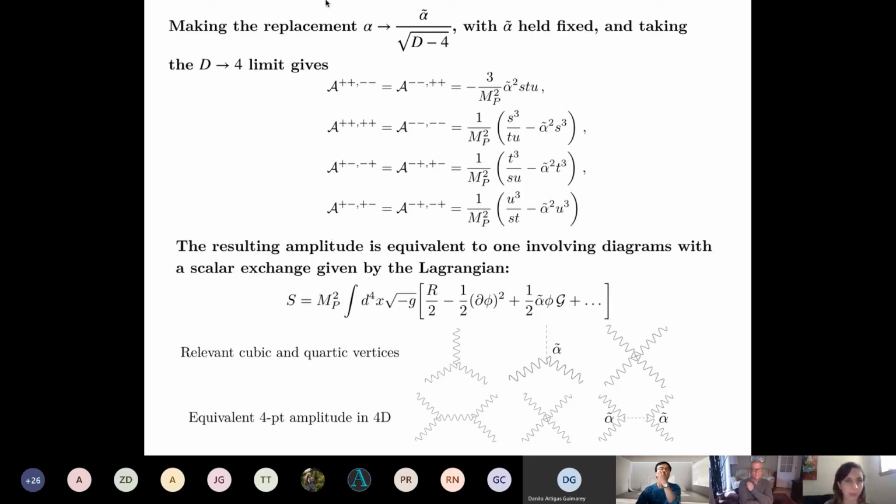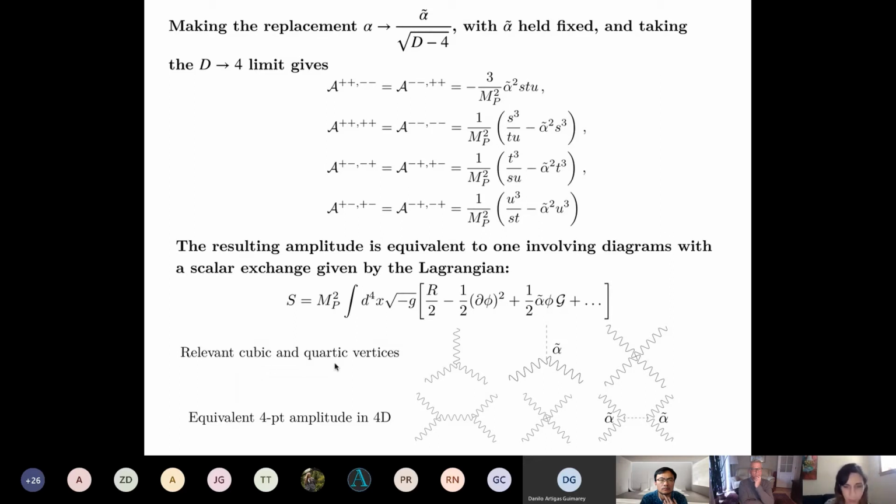Okay, so if you make this replacement, where instead you take alpha to alpha tilde over square root of d minus 4 and then hold alpha tilde fixed, these will be the results. So you have your GR pieces, and then this is the contribution you get from that Gauss Bonnet term. And it turns out if you look at these closer, you'll see that the amplitudes you're getting are equivalent to ones coming from this Lagrangian here, where you have an Einstein-Hilbert piece, a scalar kinetic term, and then a coupling between Gauss Bonnet and a scalar.